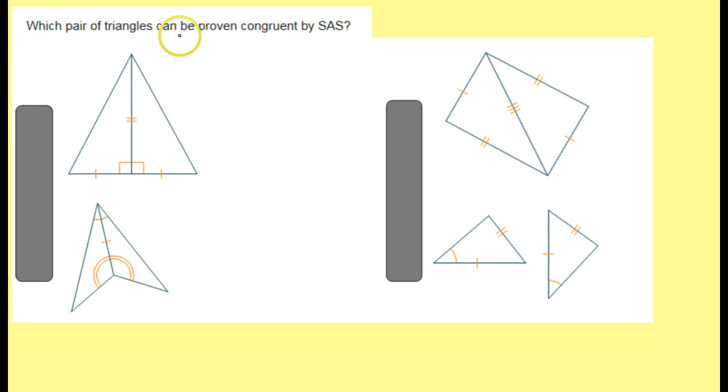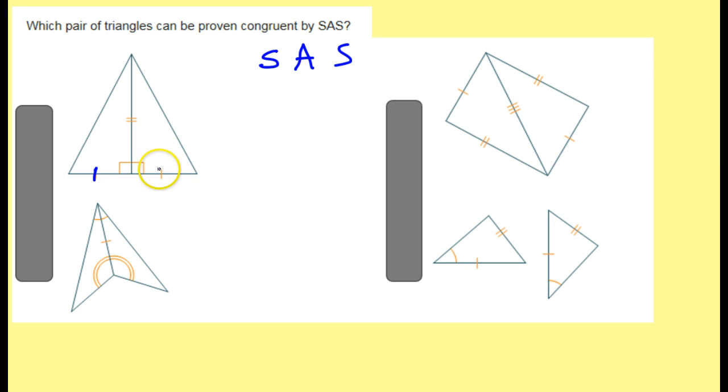Which pair of triangles can be proven congruent by SAS? Of course, SAS stands for side, angle, side. So let's see what we have. Look at this first triangle. This first pair of triangles.